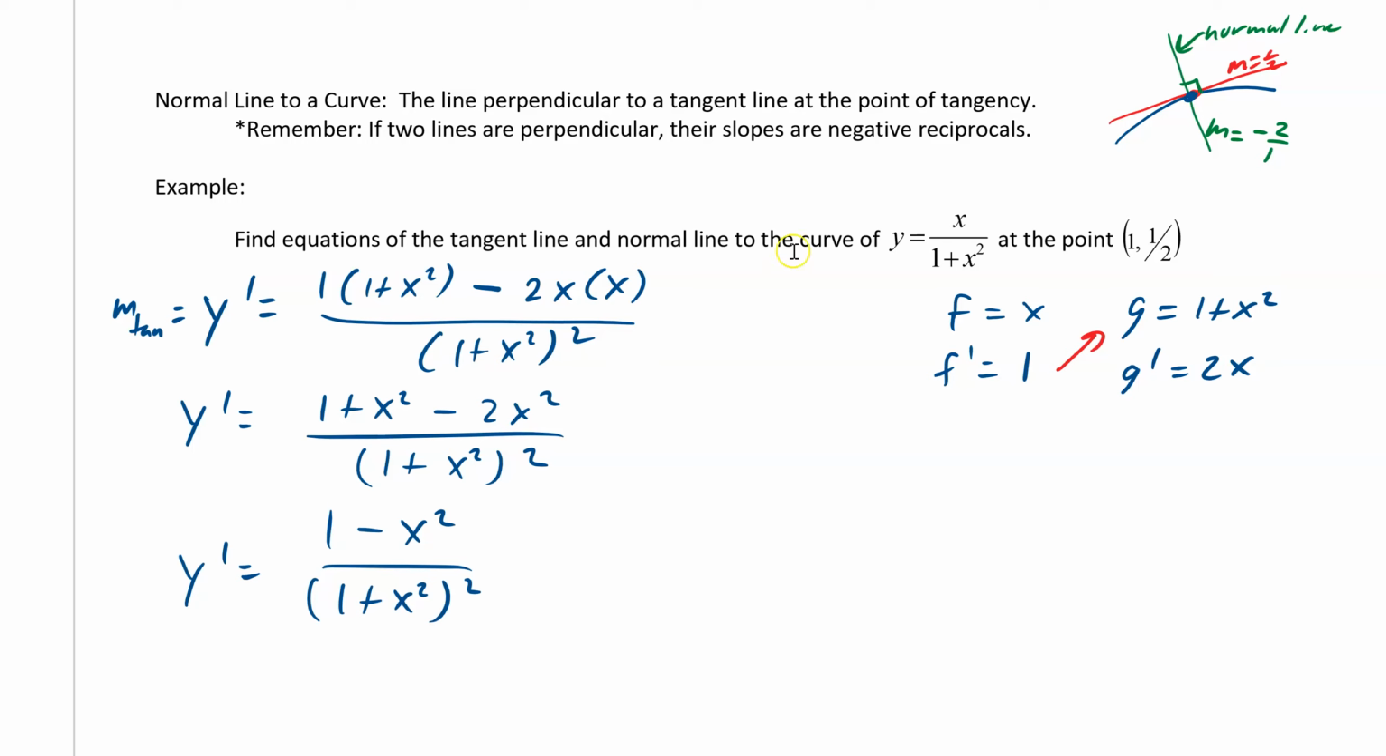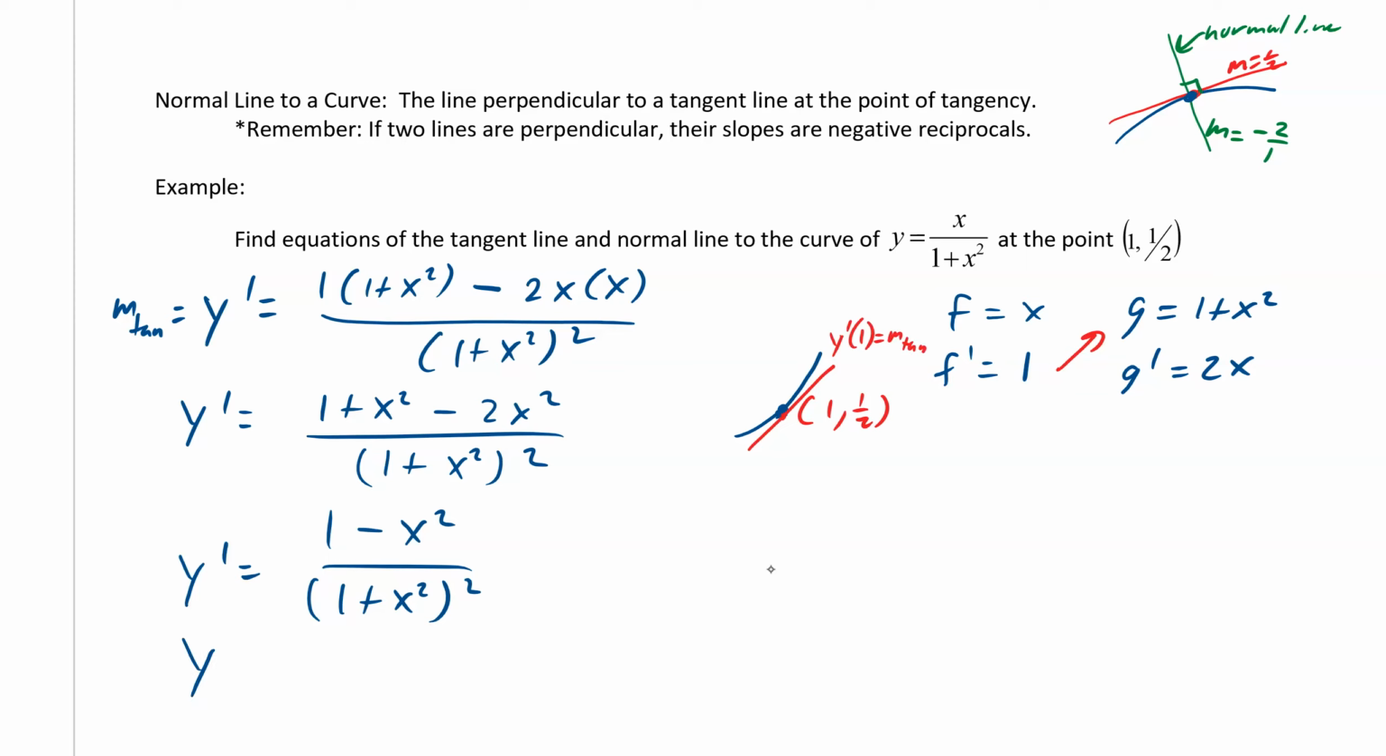So now our point is 1 comma 1/2. If we plugged in 1, we'd get 1 over 1 plus 1, which is 2, so it's 1 over a half. So 1 comma 1/2. Now to find the slope at that point, we just need to plug it in. So again, we have our curve. Our point is 1 comma 1/2, and we have a tangent there. By plugging it in, y prime of 1 is going to give us the slope of the tangent.